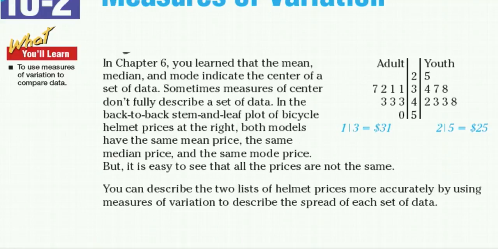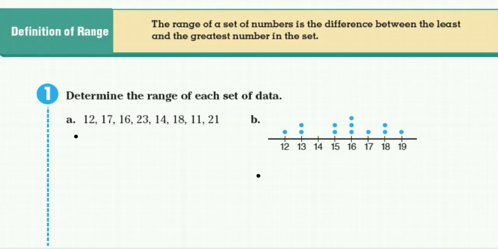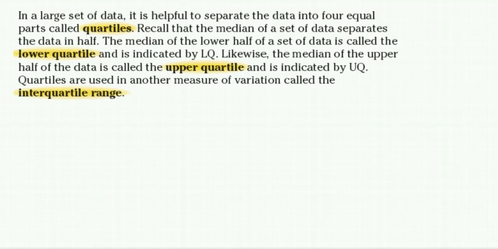So from this sentence alone, you can now distinguish what measures of variation mean in comparison with measures of central tendency. When you talk about measures of variation, it talks about the spread of each set of data, or how close the data is to each other. Let's talk about it some more, and let's look at the first one.